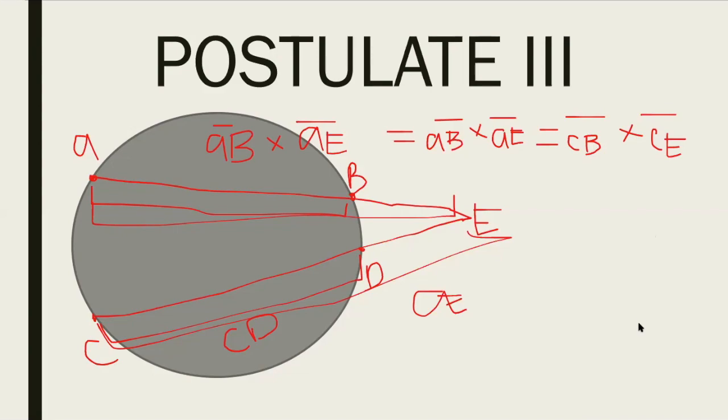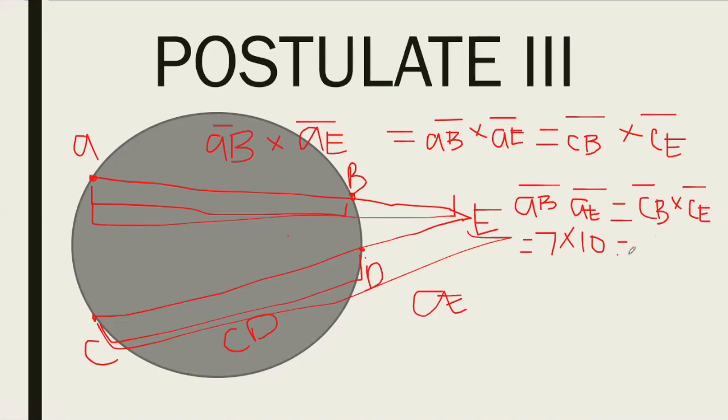Yes po. Okay. So, may eraser ba dito? Wala akong eraser. So, let's say line segment AB is 7 times secant AE is 10 equals to line segment CB times line segment CE. So if line segment CB is 2 and CE is X, what is CE?